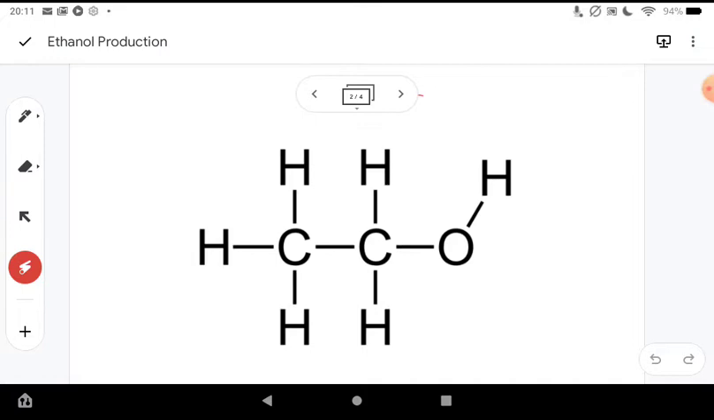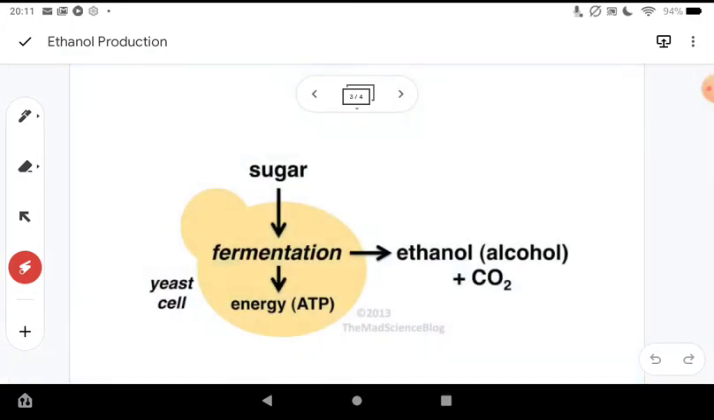Now, if we have a look at how this works, this is the biological process. You need a yeast cell and a bit of sugar, and this is how brewing happens. So when you make beer or you make cider, this is how it happens. You've got the yeast and you've got the sugar. They are left alone for a while to ferment, which produces energy for the yeast. However, the byproducts of this are ethanol and carbon dioxide. And this ethanol is the alcohol that essentially gets people drunk.